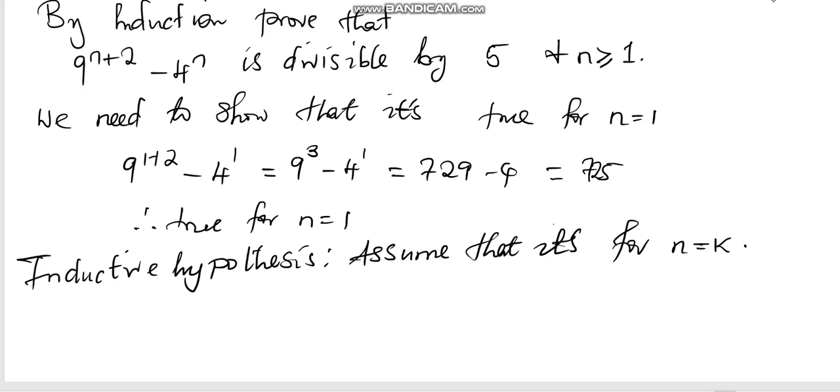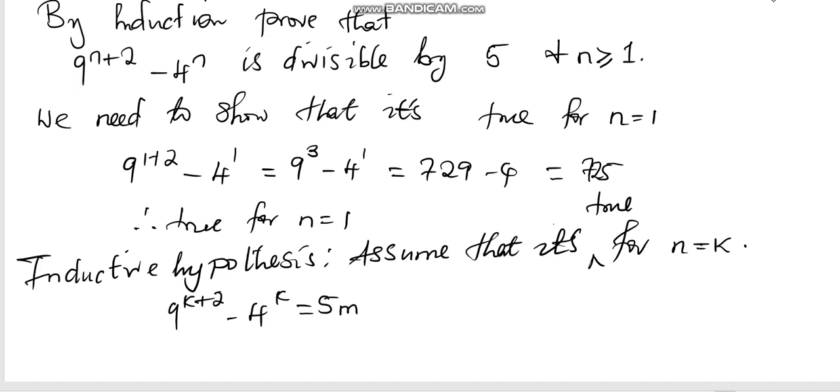Since we're making an assumption that it's true, we're going to get this expression where there's n, we substitute the k, then we equate it to 5 multiplied by a variable of our choice. We can make it x, m, or n, whichever variable we can work with. So here we're going to have 9 to the power k plus 2 minus 4 to the power k is equal to, let's say, 5m.